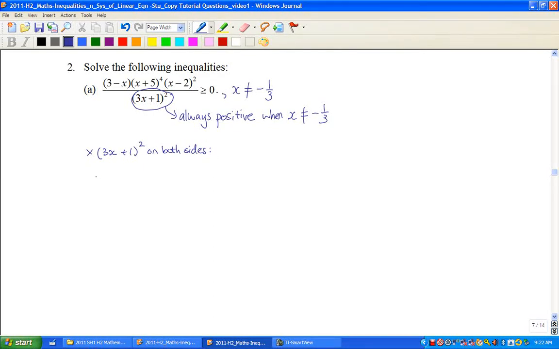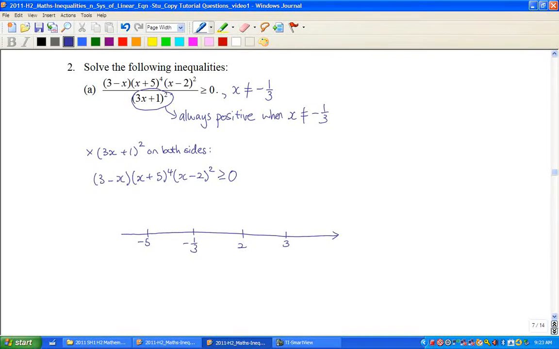So what we get now is 3 minus x multiplied by the fourth power of x plus 5 multiplied by the square of x minus 2 is greater than or equal to 0. Now let us draw the number line, and indicate the roots as well as the values for which x is undefined on the number line. So in this case, we have negative 5, negative 1/3, 2, and 3.